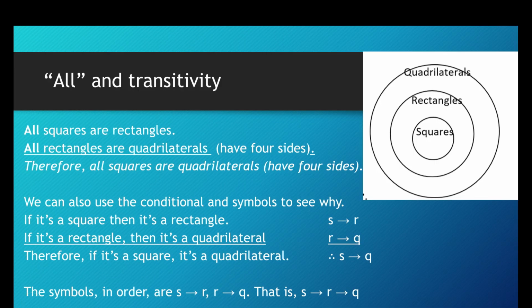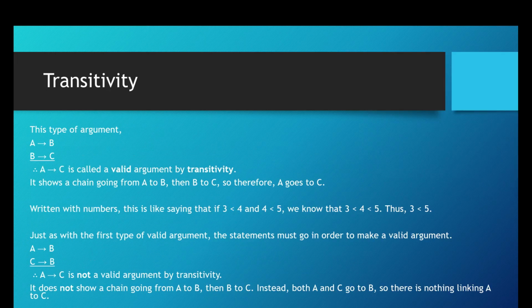So the symbols are in an order. S to R and R to Q, which means that S goes to R goes to Q. This type of argument, A to B, B to C, therefore A goes to C, is called transitivity, valid argument by transitivity. If we had this in symbols, it would be something like 3 is less than 4, 4 is less than 5, so 3 is less than 4 is less than 5, right? So the same thing here. It makes a little chain. Up here, A to B, B to C, so A to B to C. In other words, A to C.